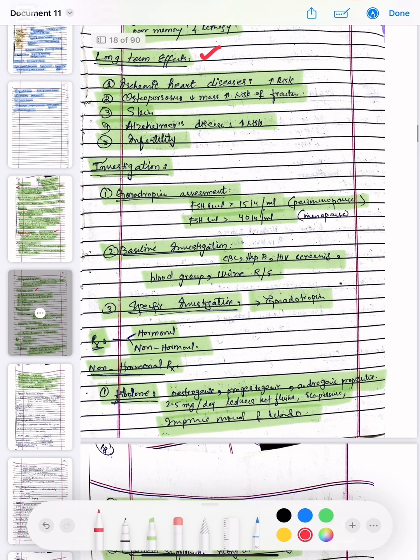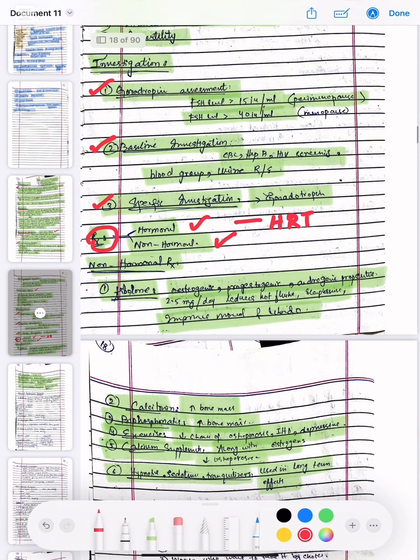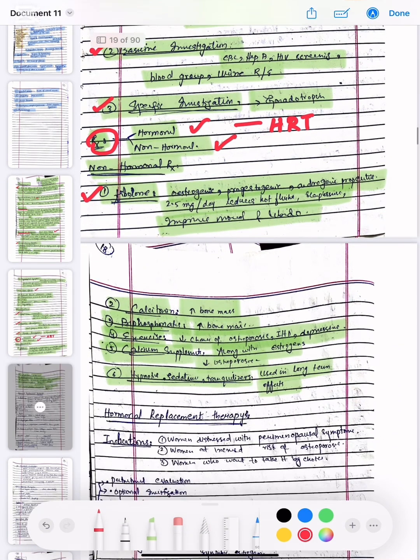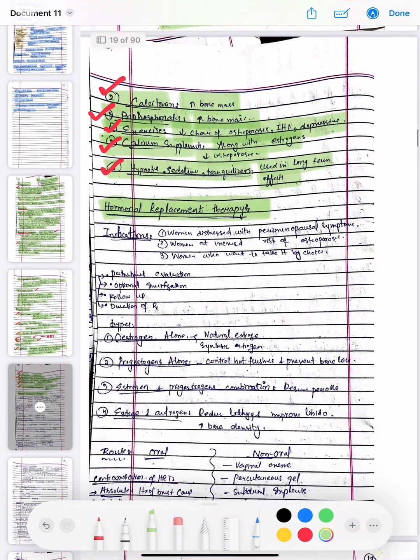the investigation options are gonadotropin assessment, baseline investigations, and specific investigations. And the treatment options are both hormonal and non-hormonal. So the hormonal is HRT, and the non-hormonal are tibolone, calcitonin, bisphosphonates, exercise, calcium supplements, and hypnotic sedatives and tranquilizers. Now coming towards hormonal replacement therapy, which is specifically asked in the exams.